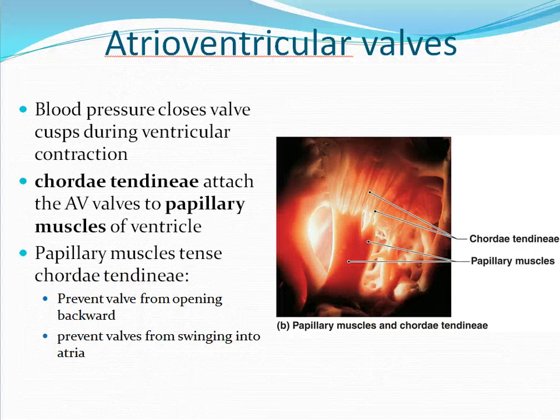Blood pressure will close the valve cusp during ventricular contraction. The Chordae Tendineae are also known as the heartstrings. They attach the AV valves to the papillary muscles of the ventricle. The papillary muscles, when they contract, tense and pull on the Chordae Tendineae. This will prevent the valves from opening backwards and also prevent the valves from swinging into the atria.